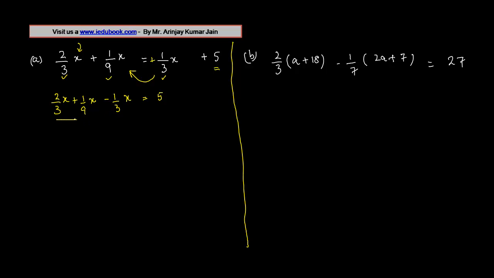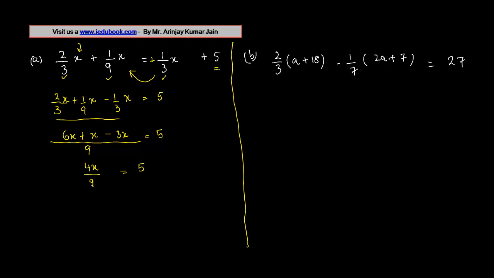Now if I take the LCM of the denominators 3, 9 and 3, I will get 9. 9 goes into 3 three times, so we multiply the numerator 2x by 3. So 2x into 3 gives you 6x, plus 9 divided by 9 gives you 1, 1 into 1x gives you x. And then minus 9 divided by 3 gives you 3, 3 into 1x gives you 3x is equal to 5. So 6x plus 1x is 7x, minus 3x is 4x divided by 9 is equal to 5.